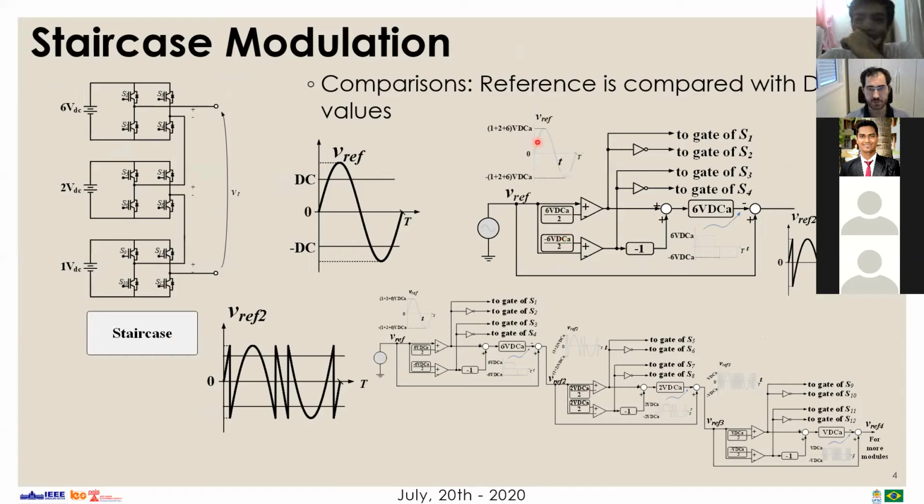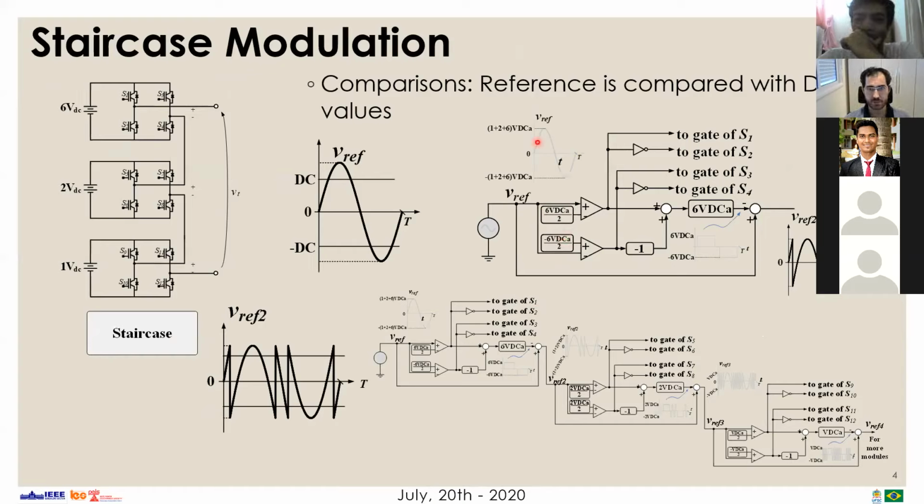My amplitude here is just 1 + 2 + 6, the VDC. I'm just adding all these voltages here, okay? And this makes the amplitude of the reference.